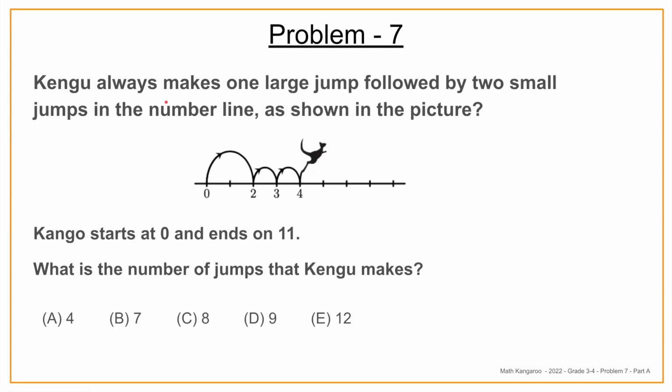Problem 7. Kangaroo always makes one large jump followed by 2 small jumps on the number line as shown in the picture. Kangaroo starts at 0 and ends on 11. What is the number of jumps that kangaroo makes? These are our options. Kangaroo first makes a large jump and then 2 small jumps. We need to figure out how many such sets of jumps it will take for kangaroo to reach 11. By visualizing the pattern of the jumps, we can calculate the total number of jumps kangaroo makes.